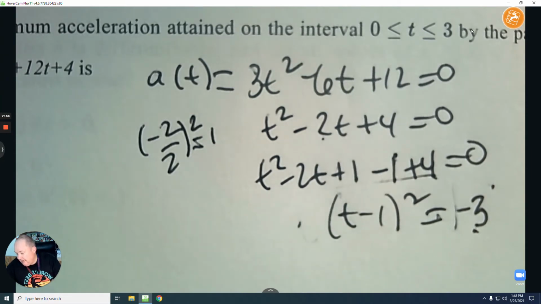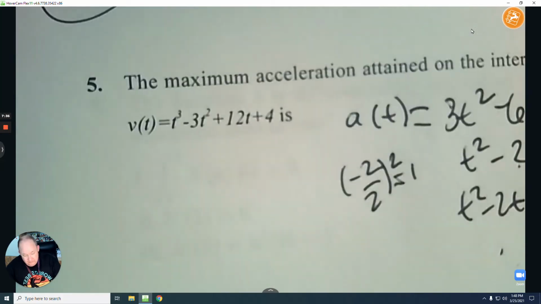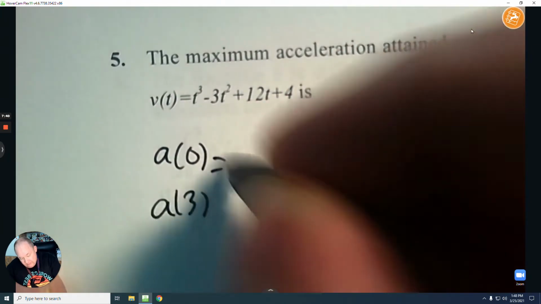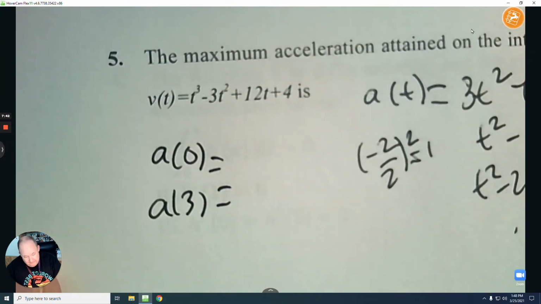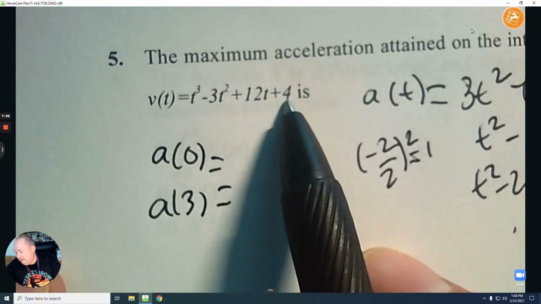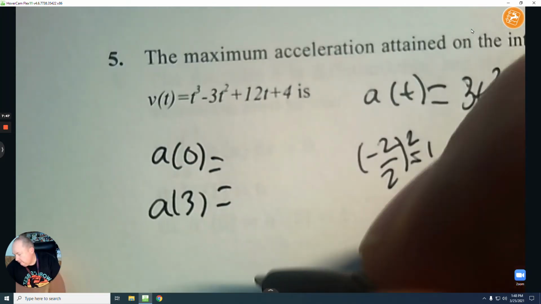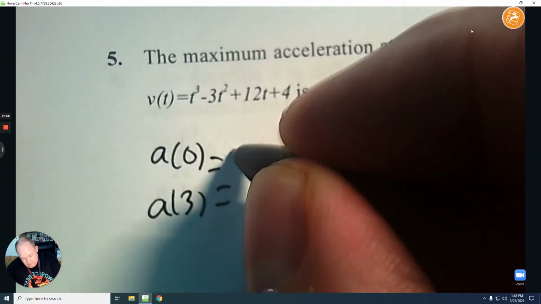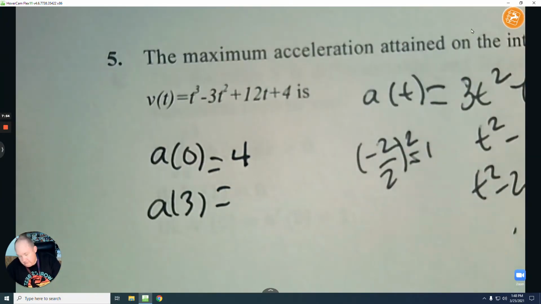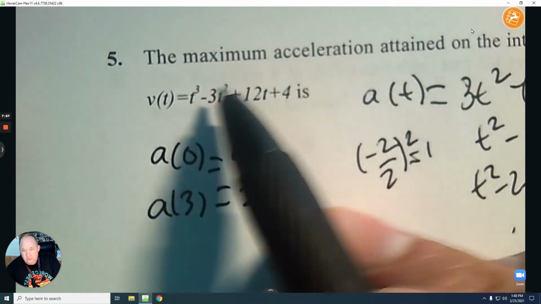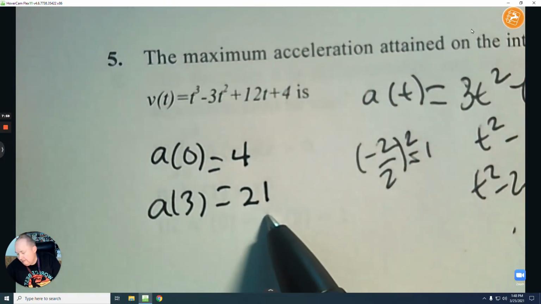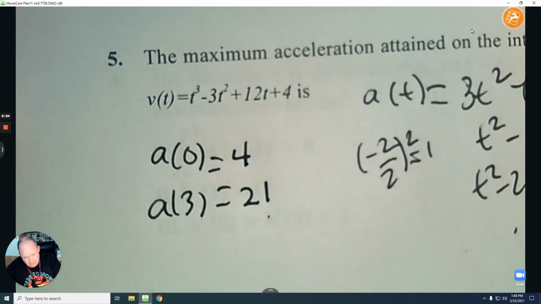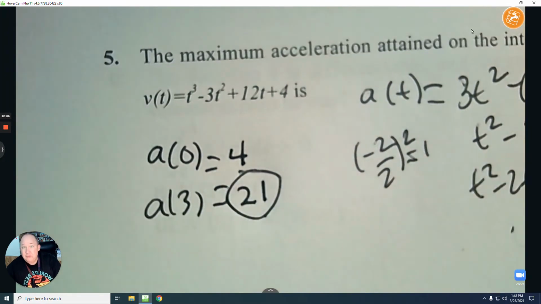If I look at the end values, that's at 0 and at 3. That's all I'm going to look at. So which one gives me the greatest number, 0 or 3? If I plug in 0, I get the answer 4. And if I plug in 3, and I do the work, the answer is 21. So the question is the maximum acceleration attained by this particle, and the answer is the maximum acceleration is 21.